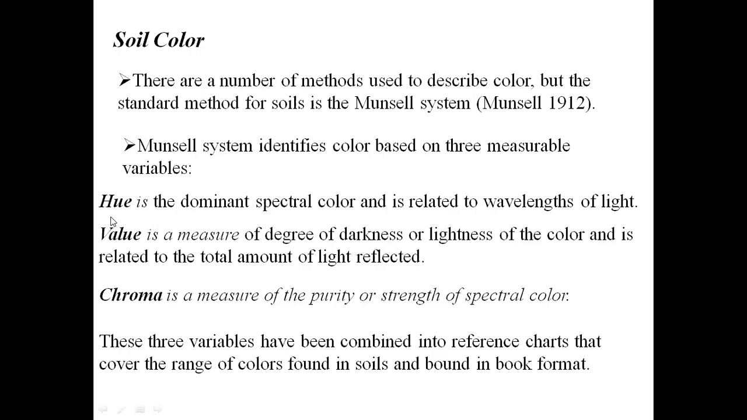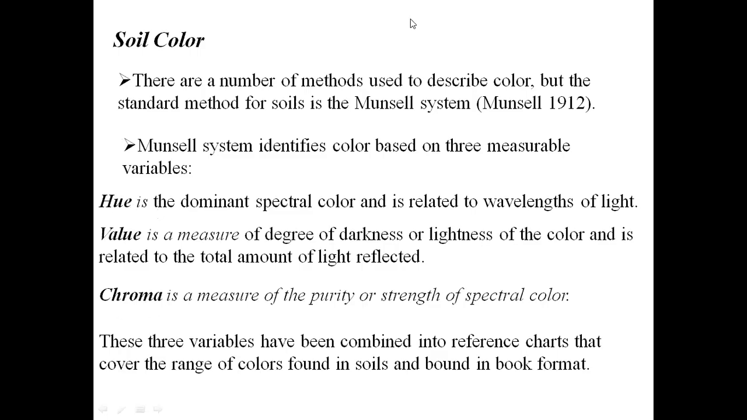There are three measurable variables, students. What are the measurable variables? Hue, value, chroma. These are the three different measurable properties given by the great man called Munson. In 1912 he gave these values: hue, value, and chroma.